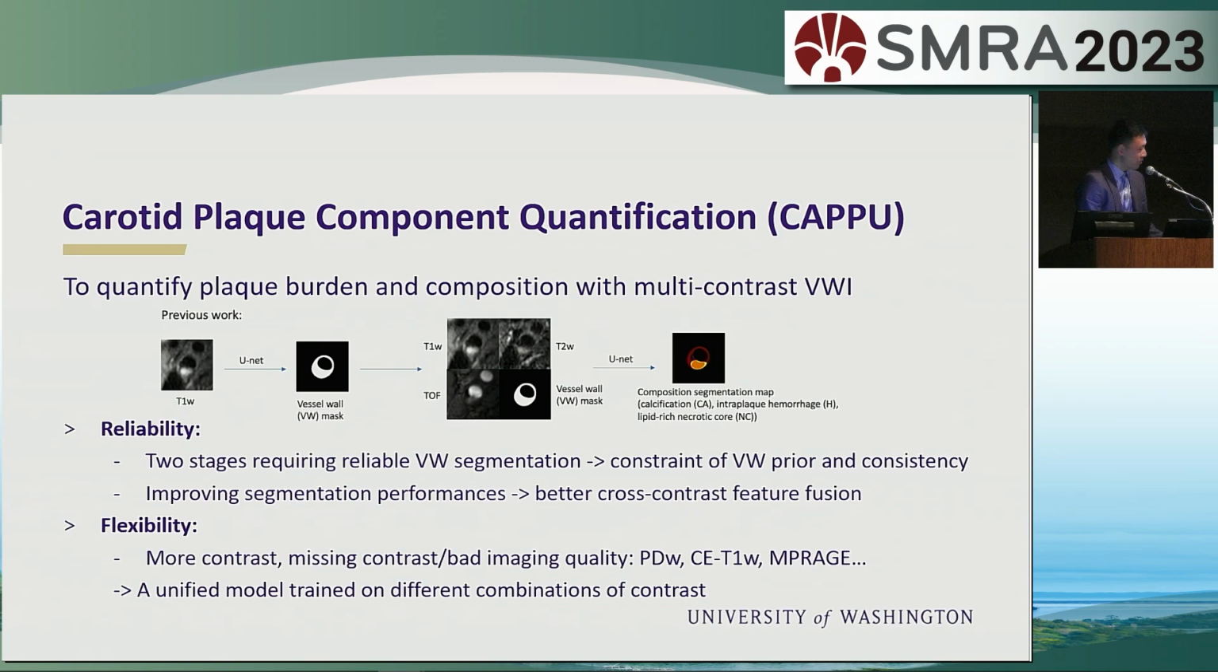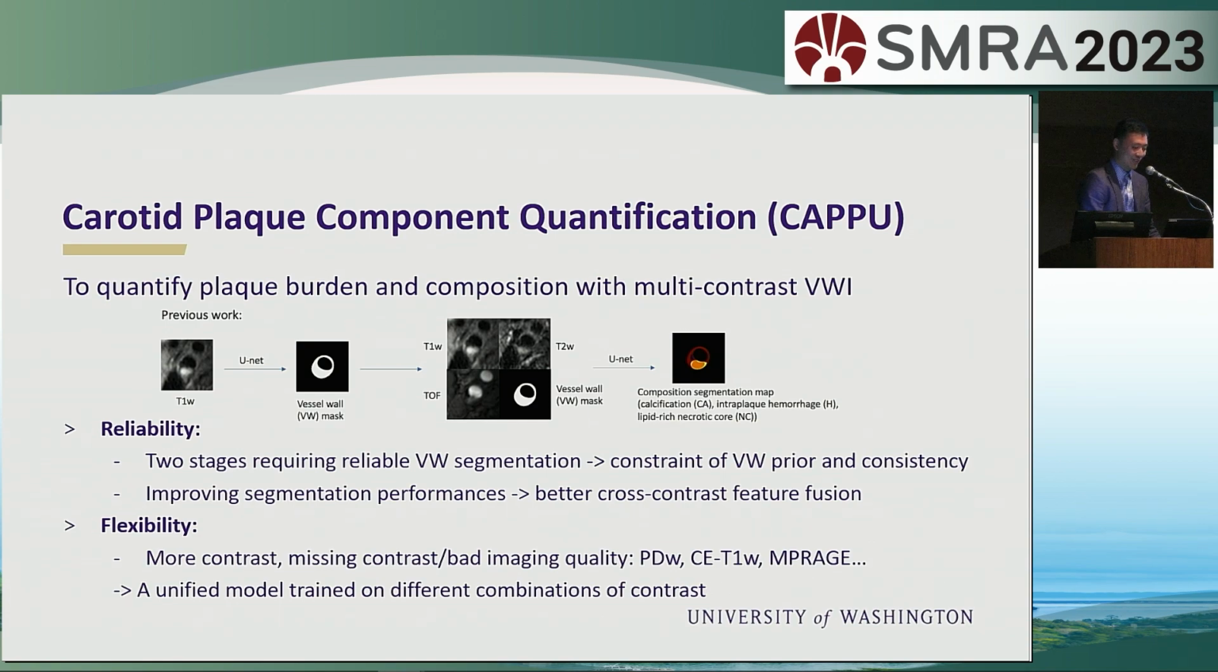There are a few previous works reported in this fashion, where we always use structural images like T1 weighted images to do a segmentation of the wall, sometimes as a standalone project. And then we use the segmented vessel wall mask and combine that with other contrasts to derive a more detailed composition mask that can quantify those high-risk plaque features.